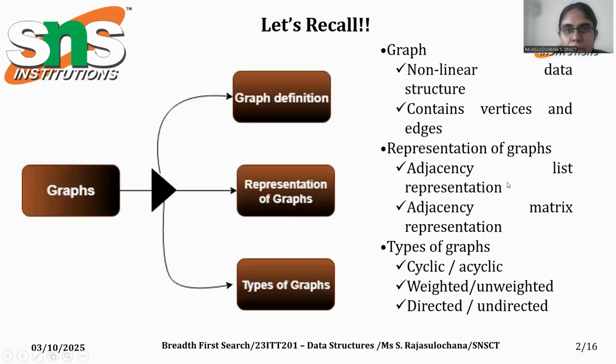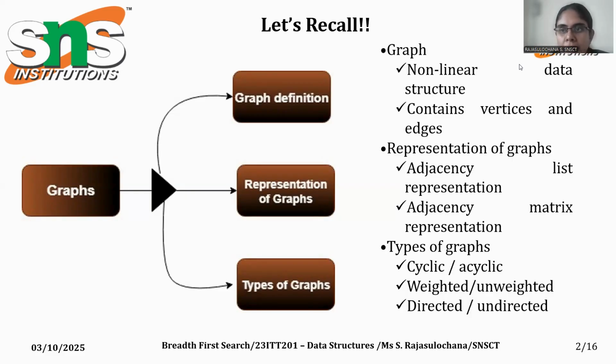Before going to the topic, let us recall what we have seen in the previous lecture videos. In the previous lecture, we discussed what a graph is. As we have seen earlier, a graph is a nonlinear data structure and it contains vertices and edges. And we have seen the representation of a graph. A graph can be represented in two ways: one is using an adjacency list, and the other is using an adjacency matrix and incidence matrix.